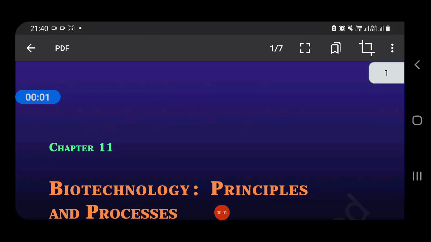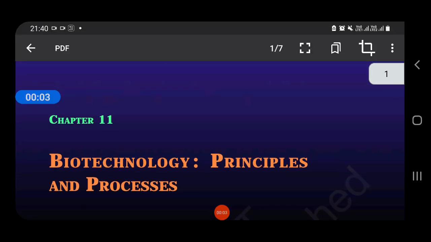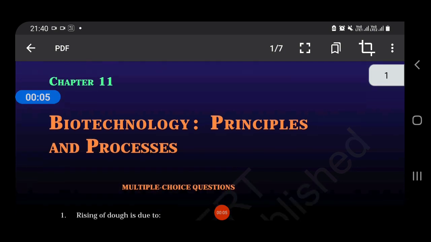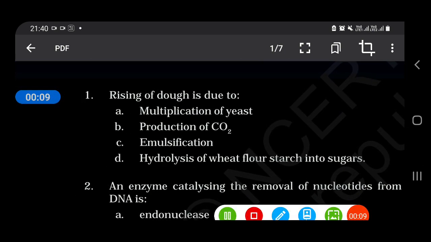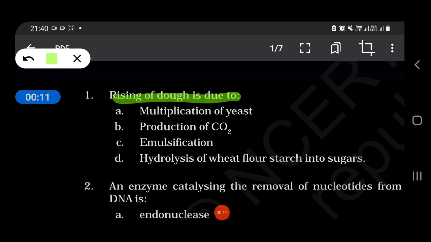So hey students, today we are going to do some MCQs from Biotechnology Principles and Processes. Okay, so our first question is: rising of dough is due to production of CO2.